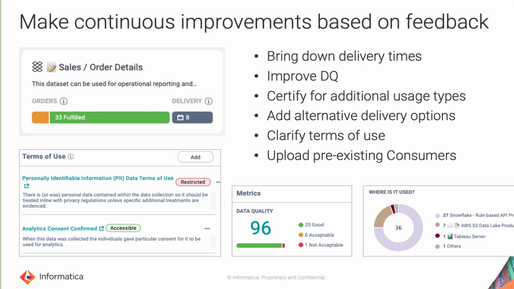So you're building up the content, you're fleshing out the category hierarchy. You're looking to make sure you can bring down delivery times and improve DQ wherever possible. That's going to be beneficial to your consumers. If you need to certify data for additional usage types or add alternative delivery options based on the feedback you're getting, it's all about building this up over time and understanding what's working and what isn't and adapting.